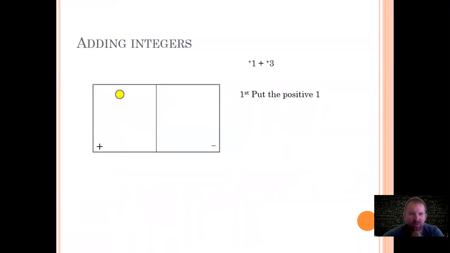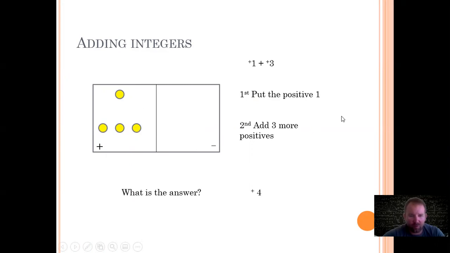We're going to have adding integers first. We're going to have a positive 1 plus positive 3. First thing we're going to do, we're going to put one positive on the positive side. Second thing we're going to do, we're going to add 3 more positives to the positive side. And the conclusion to this is going to be that we are left with 4 positive color counters.